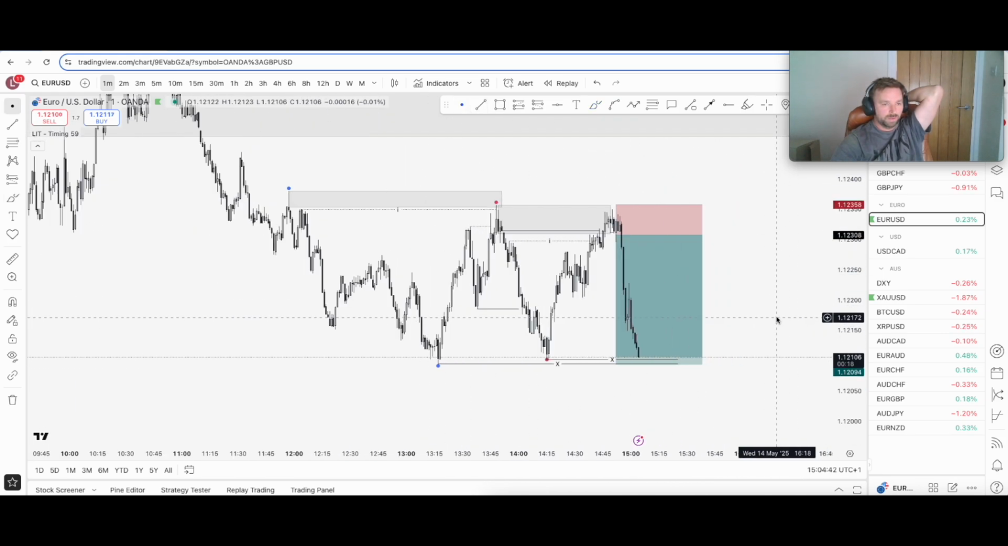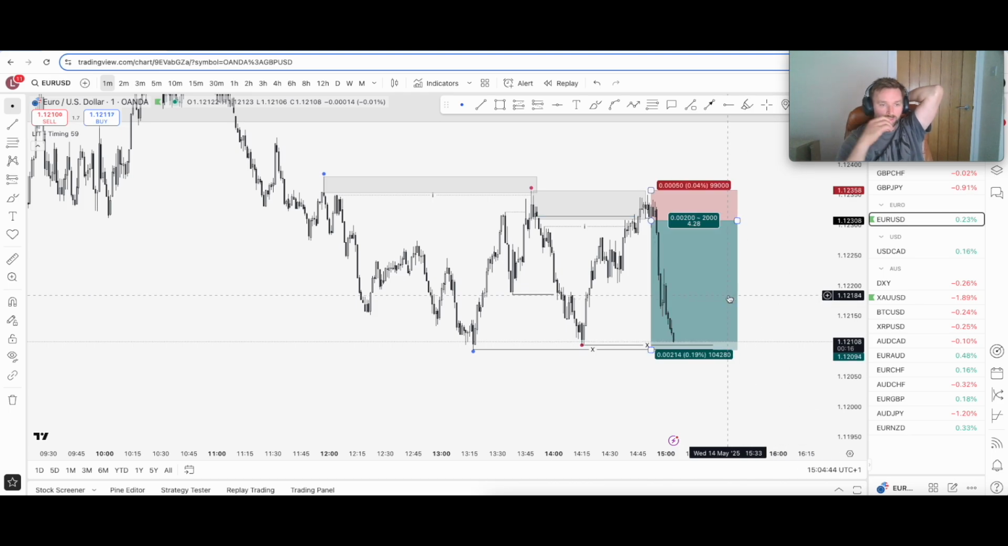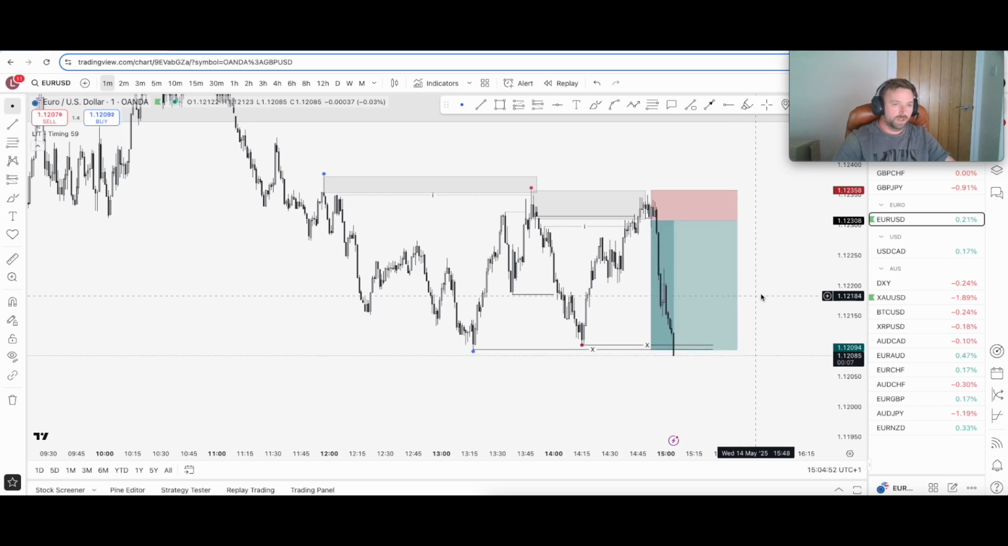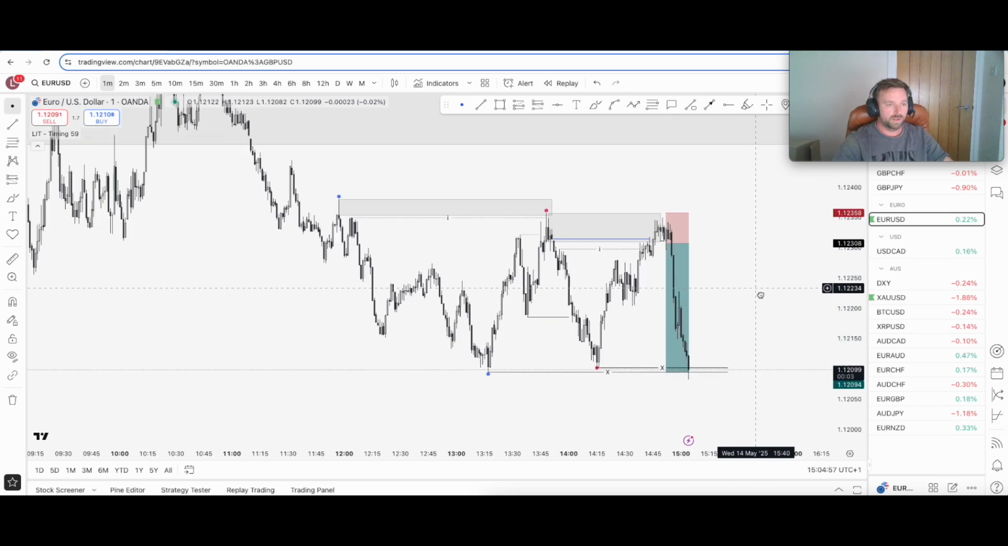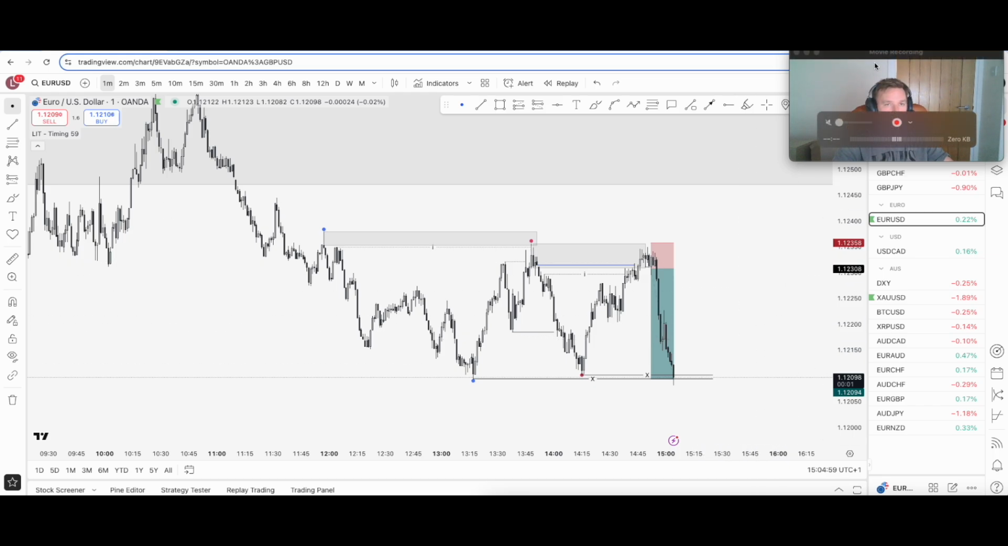And I think we're pretty much there. We've got another couple of pips. Another pip and a half. Yeah, there we go. So nice 4R. It's the only trade I've taken today.